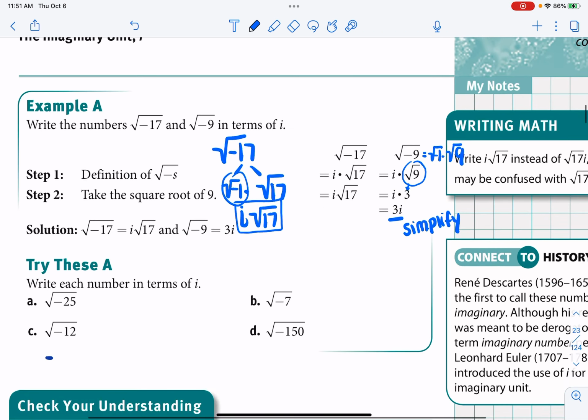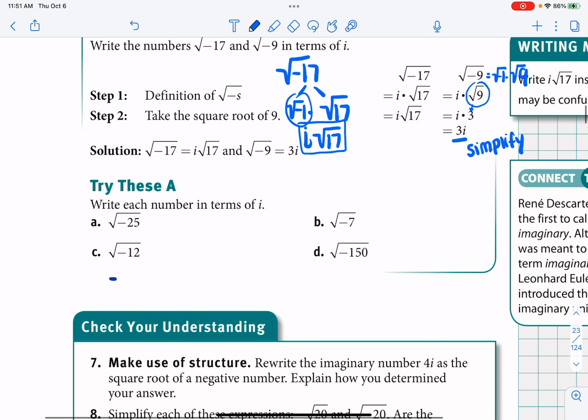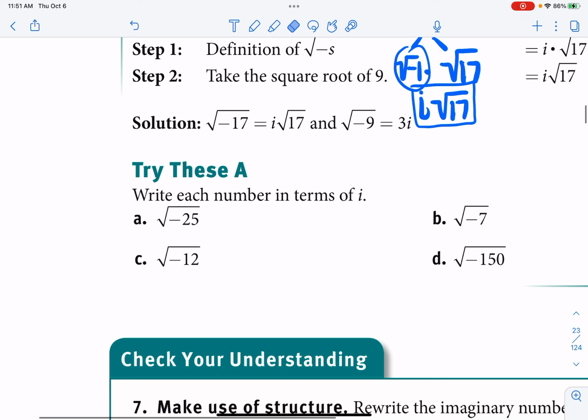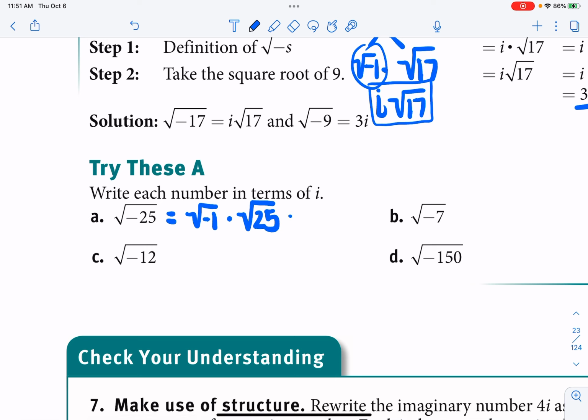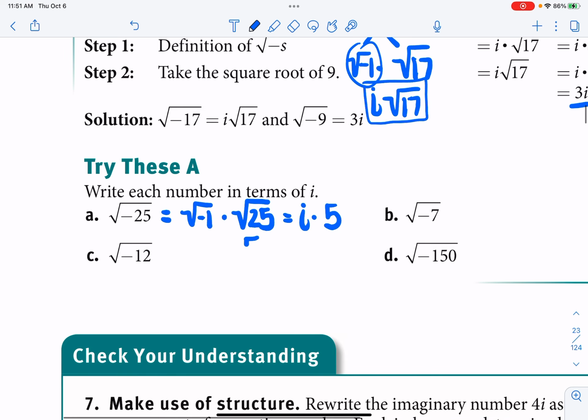Okay, so let's practice a couple of these. I'm going to do A and C, and then you are going to do B and D. Start off by asking yourself, if I multiply the square root of -1 times what to get to -25, that would be just 25. Now I can break it apart. The square root of -1 is i, and the square root of 25 is 5. So this would be 5i. Please remember you can simplify whenever you have a perfect square.